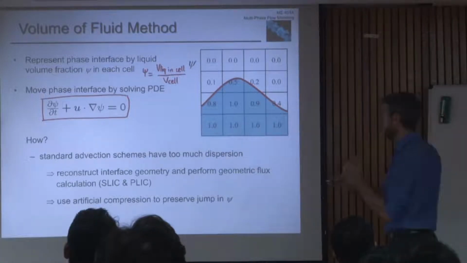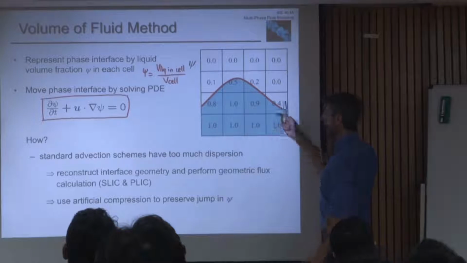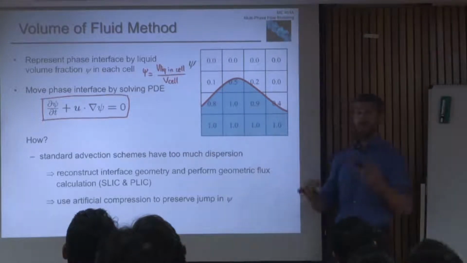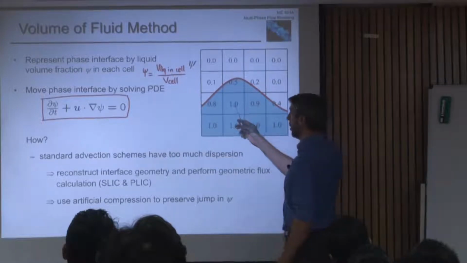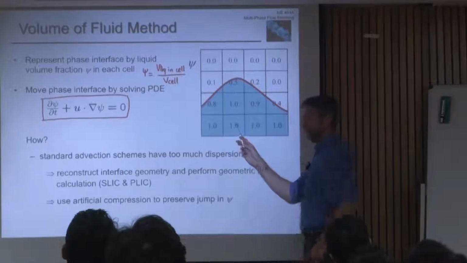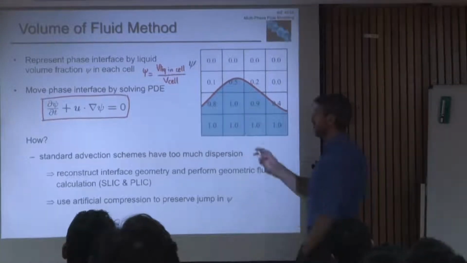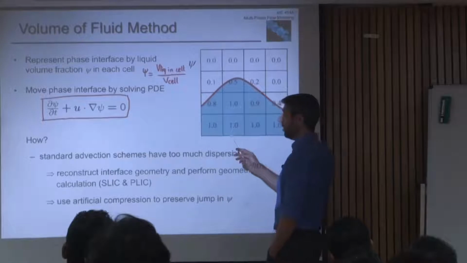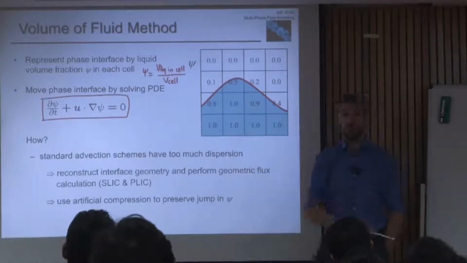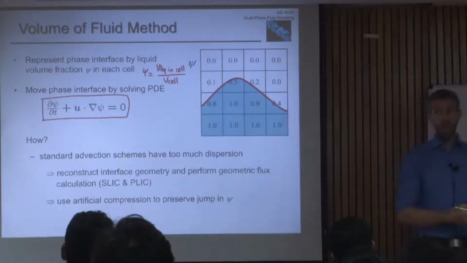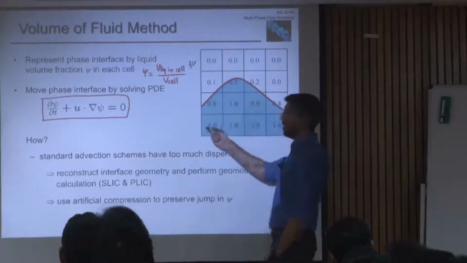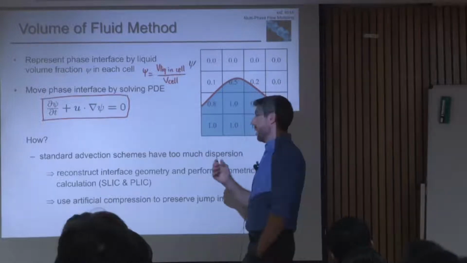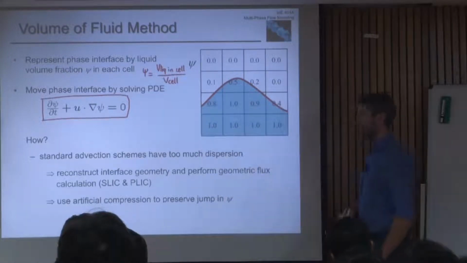If I spread it over several cells, what essentially happens is I end up mixing my liquid and my gas together. So imagine if that cell that is currently 1 were to become, say, 0.8, and that cell was to become 0.9. That means that for some reason I have some little chunks of gas that have entered into my liquid, and vice versa. That is problematic and certainly inconsistent with this idea of maintaining a sharp interface. So standard transport, it's not going to work.